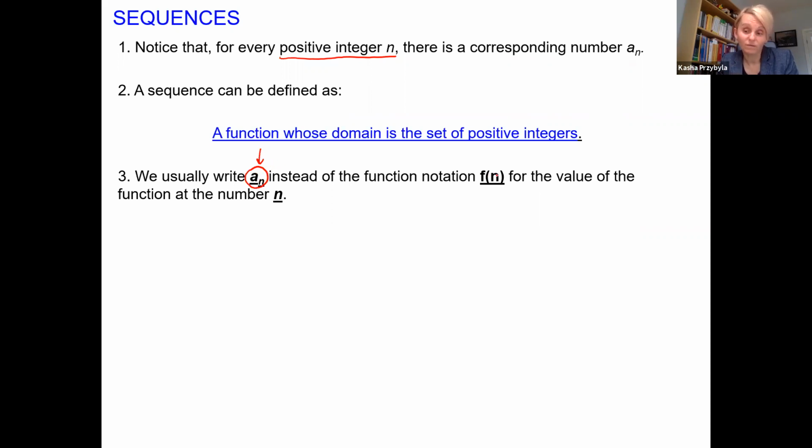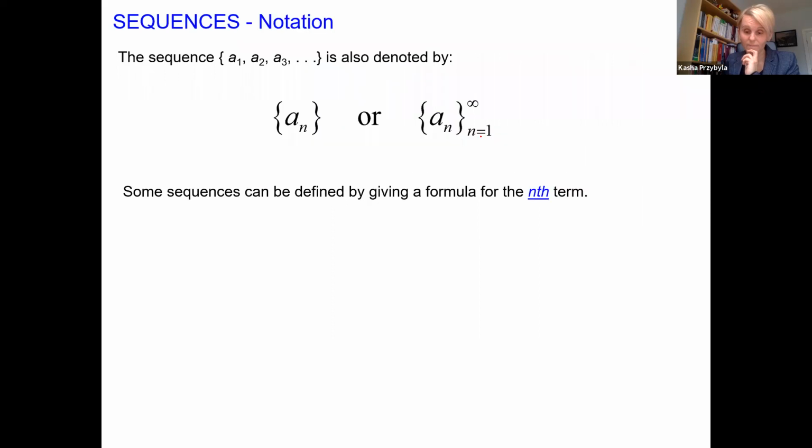So a sub n is the proper notation for the sequence, but we may think f of n, the corresponding formula, but only if the domain is positive integers. That's when this sequence is like a function. And that's the notation.